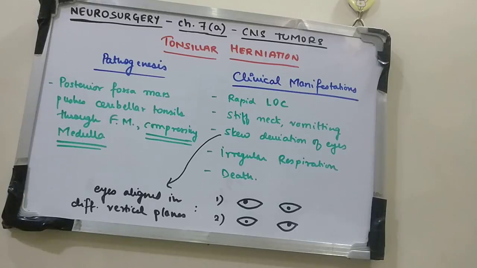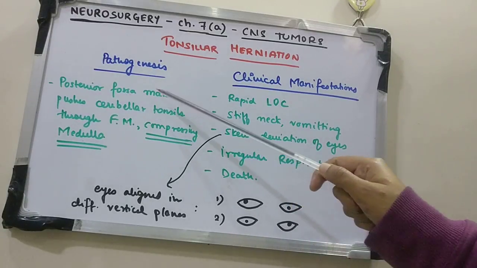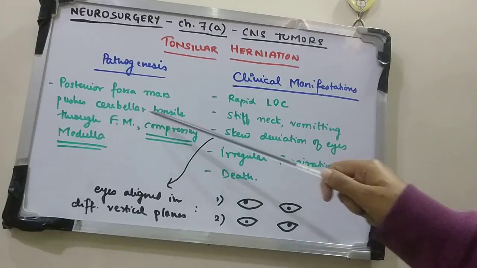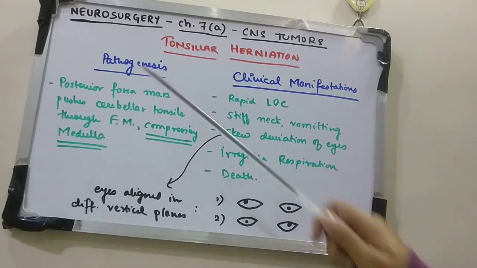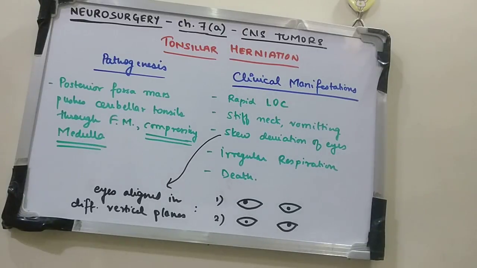Moving on to tonsillar herniation manifestations. So what happens in the tonsillar herniation is basically your posterior fossa mass will push your cerebellar tonsils through the foramen magnum, and that will go and compress your medulla. So here the symptoms are going to be because of your compression of medulla. So there is going to be rapid loss of consciousness, there is going to be stiff neck and vomiting, and skewed deviation of eyes, irregular respiration, and death. As you know, medulla has your respiratory center, the pre-Botzinger complex.